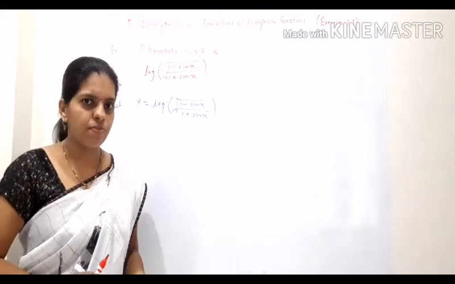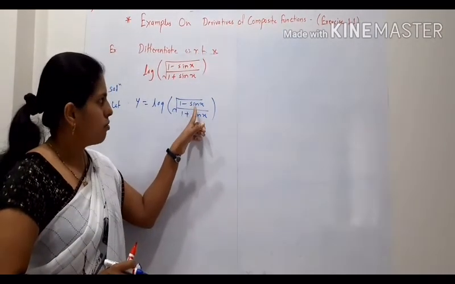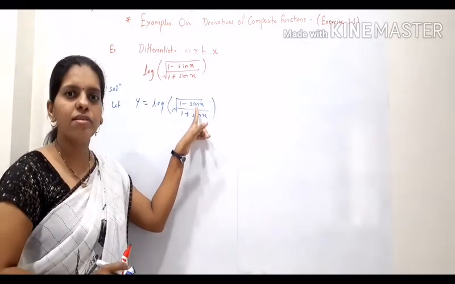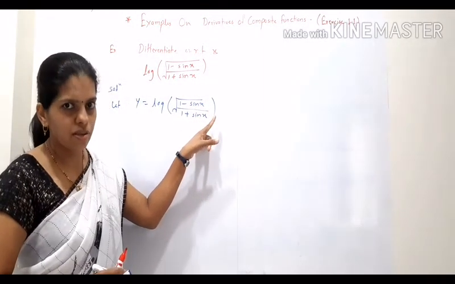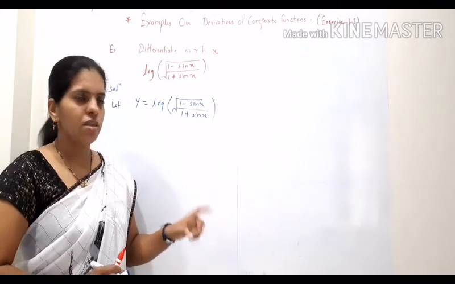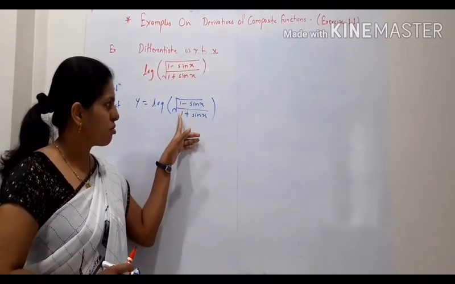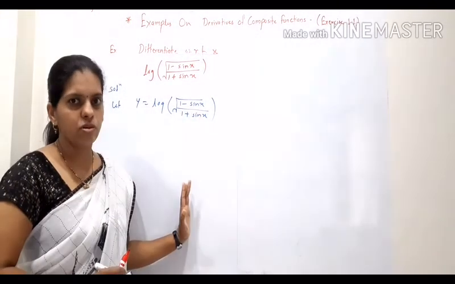There are two methods here. First, in which the sine is converted into cos, and then the formula for 1 minus cos and 1 plus cos is used.